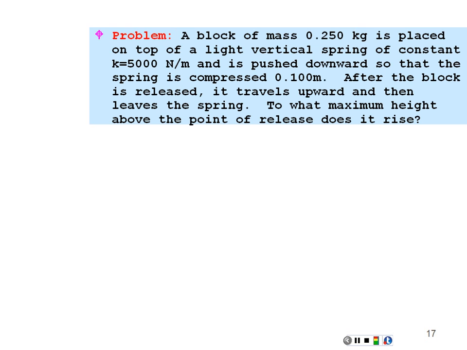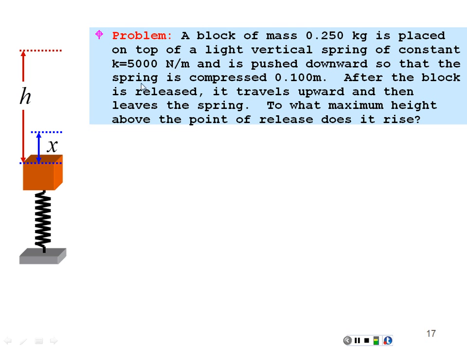Let's try another problem. A block of mass 0.25 kilograms is placed on top of a light vertical spring of constant k equal to 5,000 newtons per meter. It's pushed downward so the spring is compressed 0.1 meters. After the block is released, it travels upward and then leaves the spring. To what maximum height above the point of release does it rise?